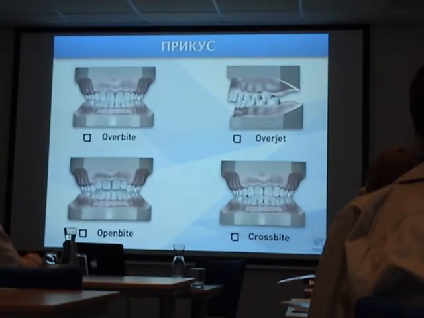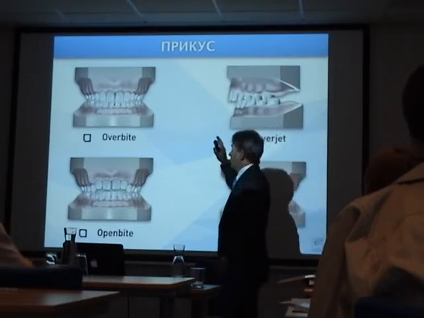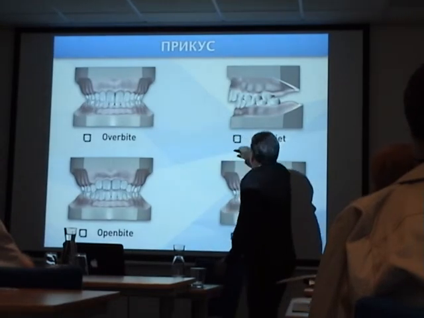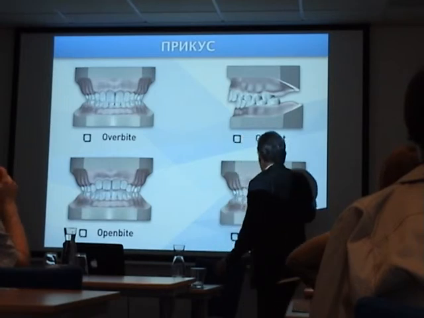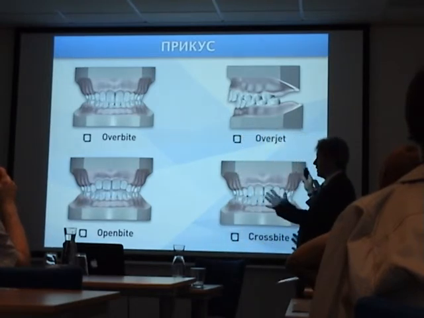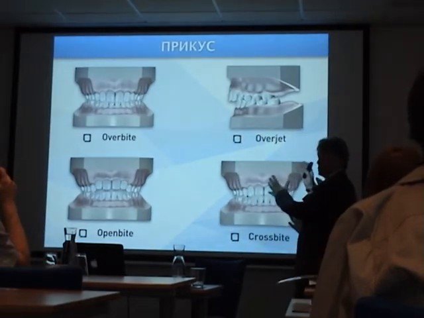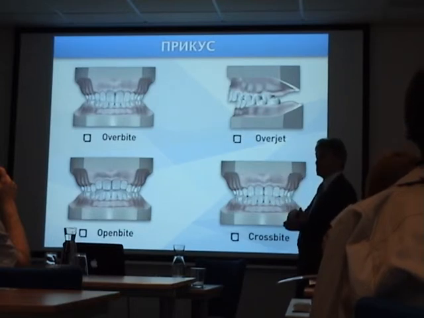So the third criteria really is the occlusion. These things are very easy. So we look at the occlusion: is the correct overbite, correct overjet, is there an open bite, or is there a cross bite? So we then don't say, oh, this just happened. Then we have to look at function and figure out why.